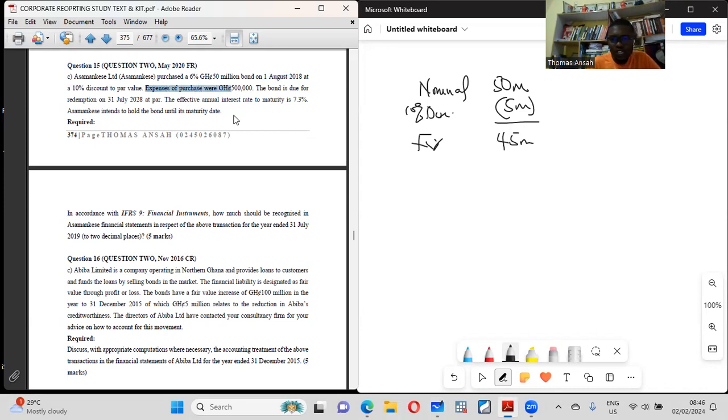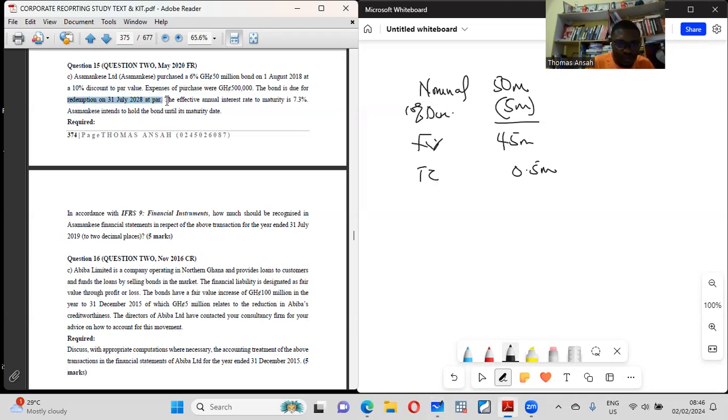Okay, so they also incurred another 500,000, which is 0.5 million. So that is the transaction cost. But will this transaction cost be added or be treated in the SPL? It depends on the bond nature. Let's go ahead and read. The bond is due for redemption in 2028 at par. So you see, you cannot go and do the discount on the redemption. The redemption is already at par.